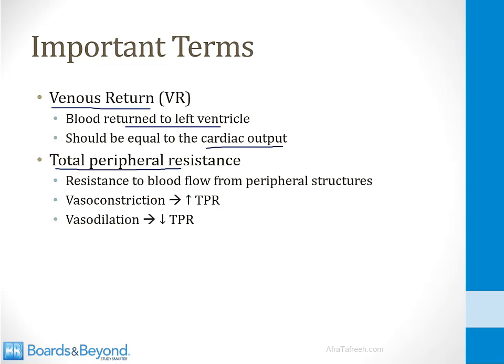And then another important term is the total peripheral resistance. This is the resistance to blood flow out of the left ventricle that comes from peripheral structures, for example, the organs of the body and the arteries of the body. Importantly, vasoconstriction of peripheral arterioles leads to a rise in the total peripheral resistance. When those vessels constrict, it's harder to push blood through them and there's greater resistance to flow. And when the peripheral arterioles vasodilate, this leads to a fall in total peripheral resistance.